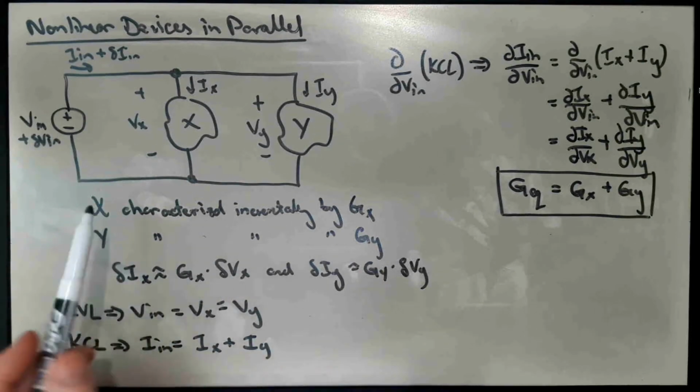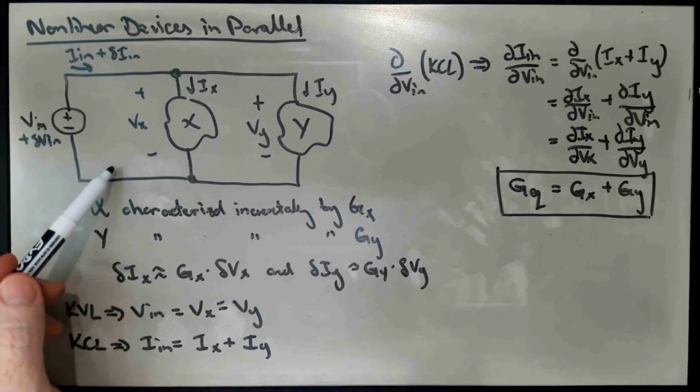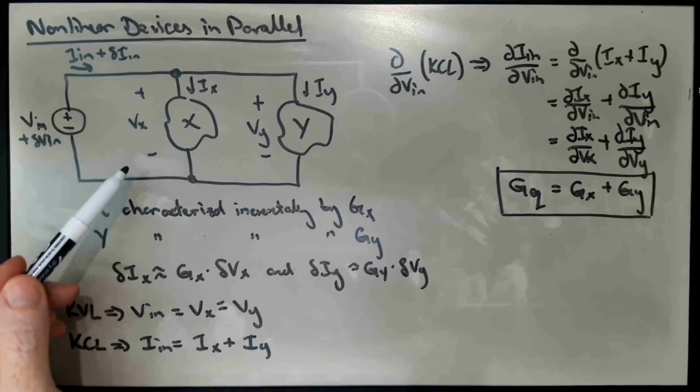So what we have here is basically the notion that, like conductances connected in parallel, which just add to get the equivalent conductance of the parallel combination, if I have incremental conductances of two nonlinear devices connected in parallel with each other, those incremental conductances just add.